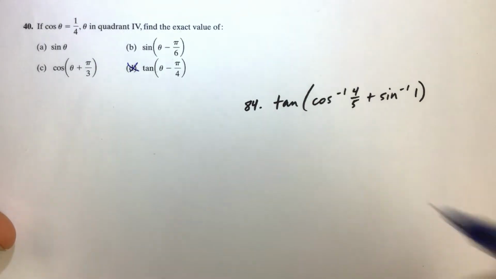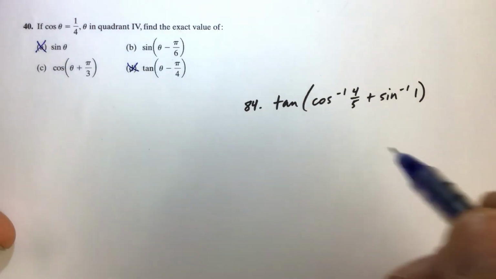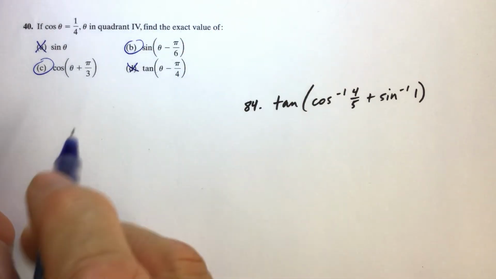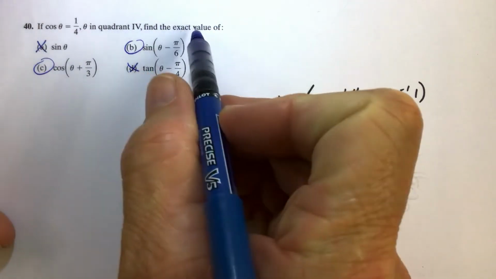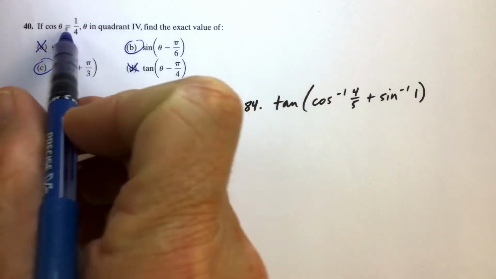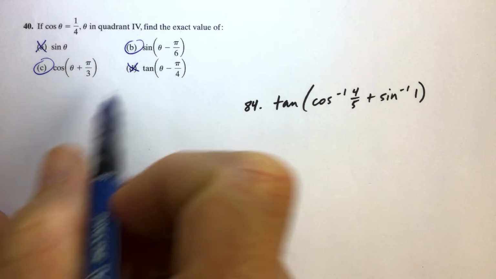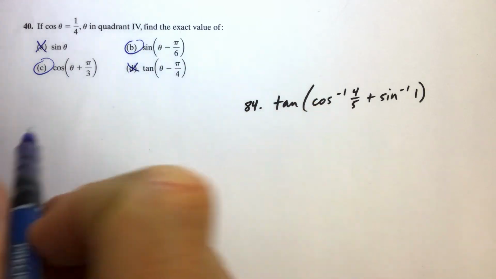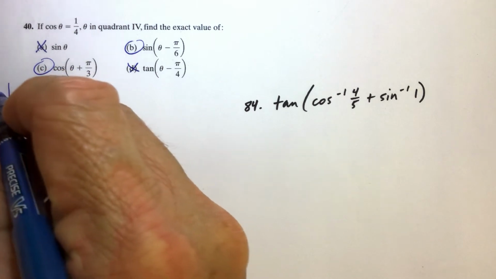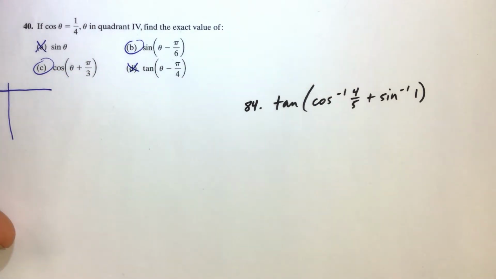In problem number 40, we are not going to do A, I'm going to do B, and you are going to do C. So, given the information that cosine is 1/4 and that theta, the angle, is in the fourth quadrant, find the exact value of that expression there. First thing we want to do is build our triangle like we always do.